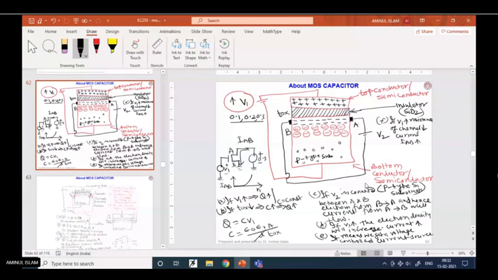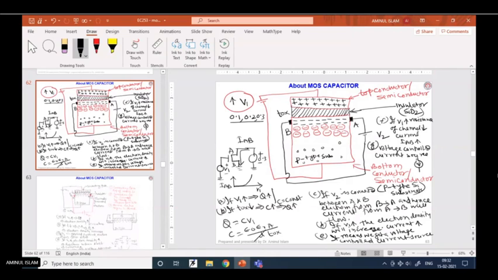It is a voltage controlled current source, which is normally denoted by this kind of symbol. This kind of symbol is used to denote it.